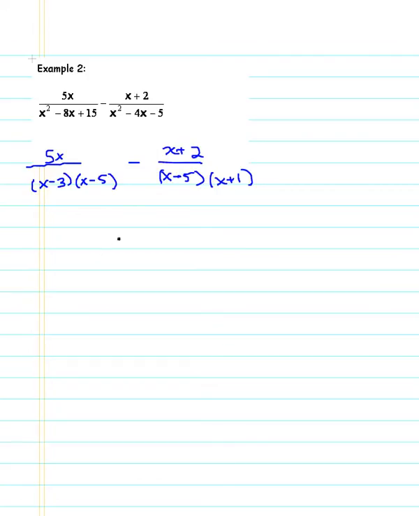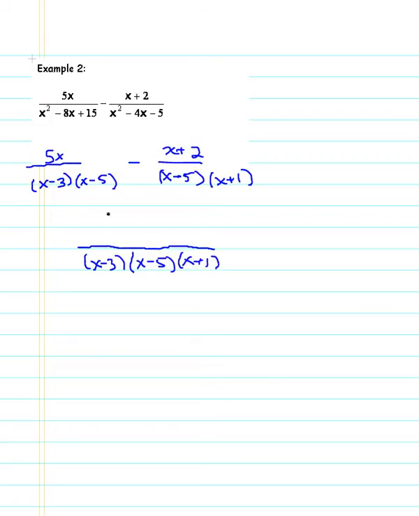And now I'm going to look at the different parts that I have here. So I have three things to consider. I have the x minus 3 from the first fraction. I have x minus 5, which occurs in each of them. And I have x plus 1, which is in the second fraction only. That will be the common denominator.